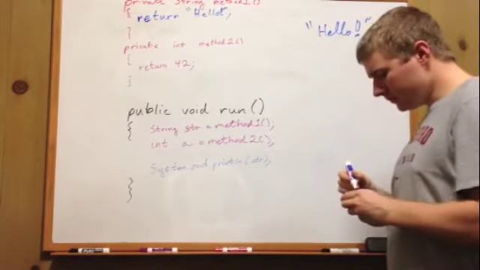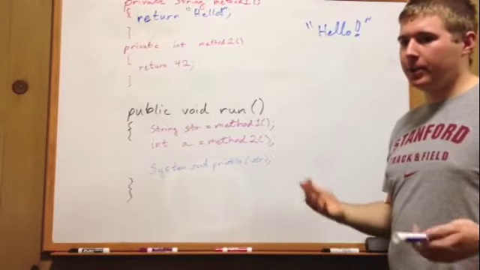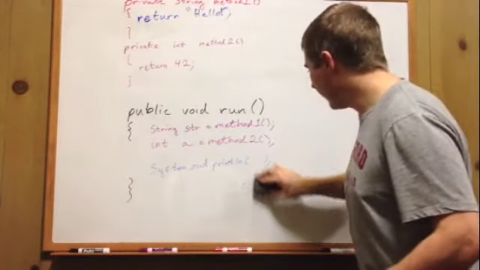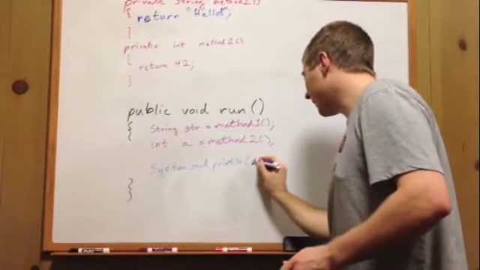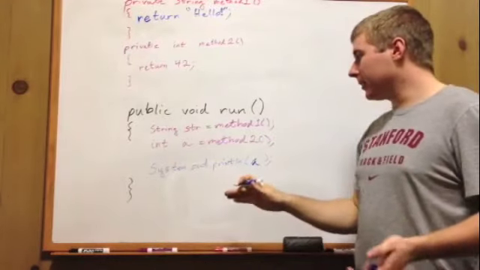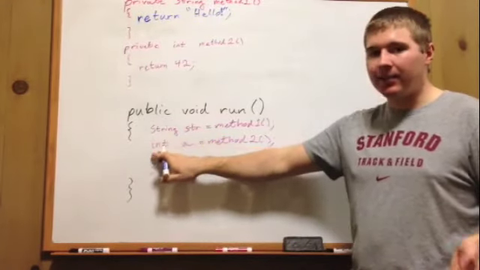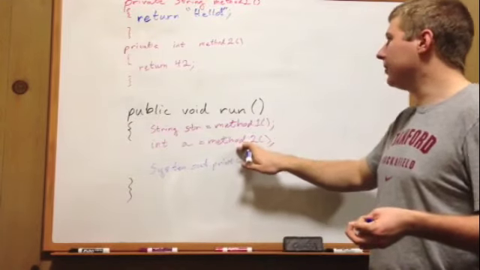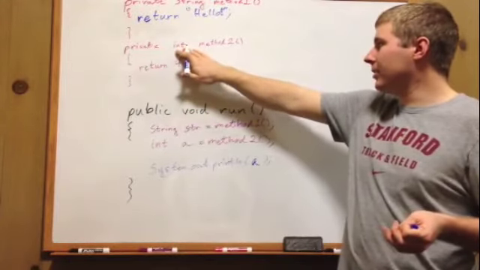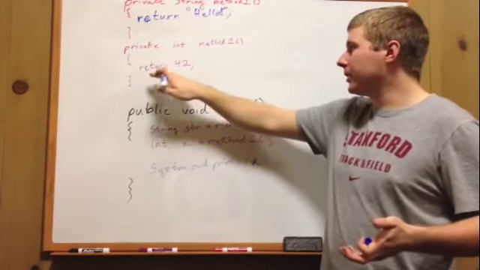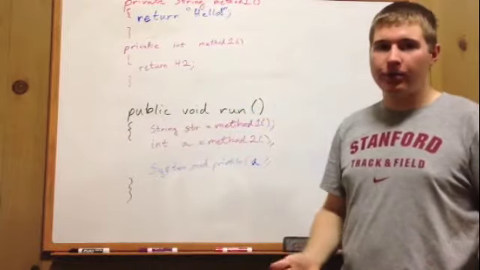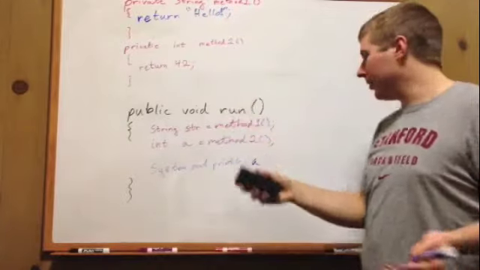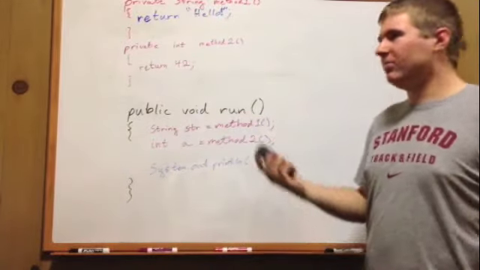Okay? But let's say we want to print out an integer. So let's erase this, and let's say we're going to call a. So a does a very similar thing. It allocates a variable of type integer, and then calls method 2. Now method 2 returns an integer, and in this case it will return 42, because 42 is the answer to everything.